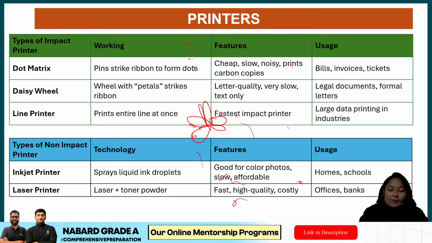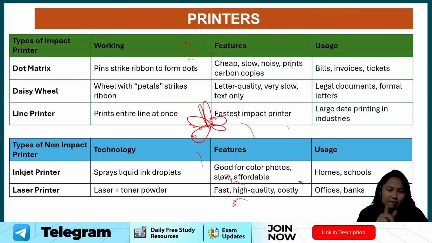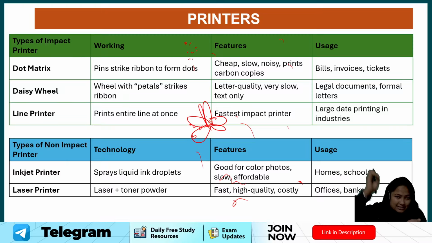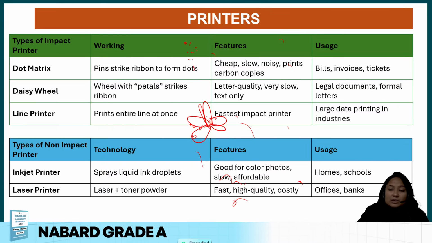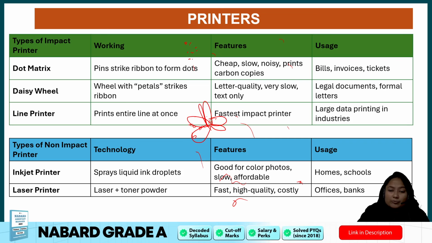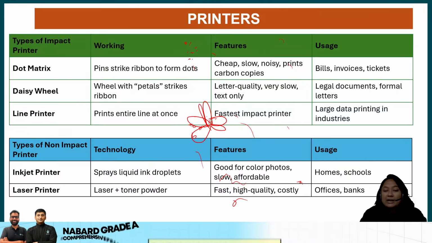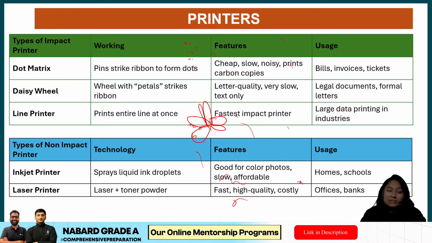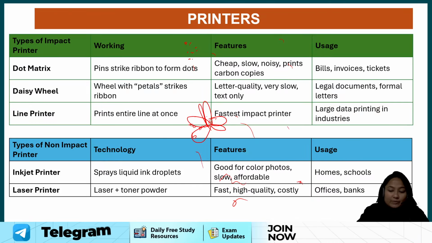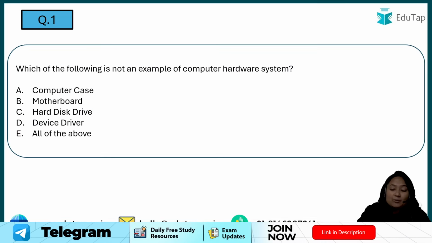Then there is the type of non impact printer. In non impact printers we will cover two important ones, the inkjet and the laser. Inkjet printers spray ink over the paper, no contact is there, just ink is getting sprayed. And in laser, laser plus toner powder is used to create colors. Inkjet is good for color photos, slow and affordable. Of course it is slow because the ink needs to be precisely dropped. Then laser printers are very fast and very high quality. They are exclusively used in offices and banks. Do remember this point.